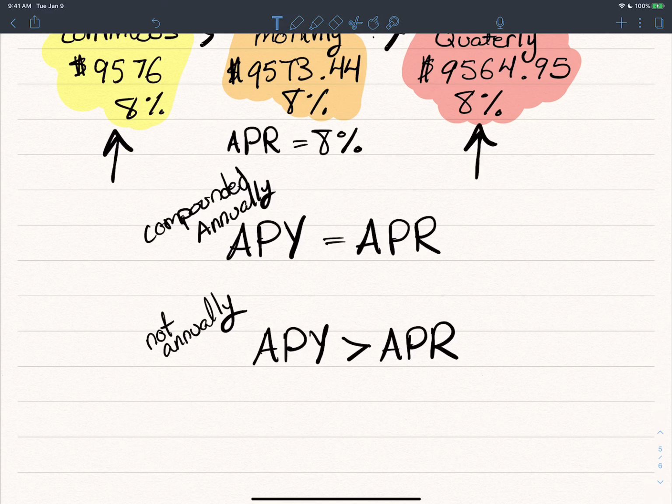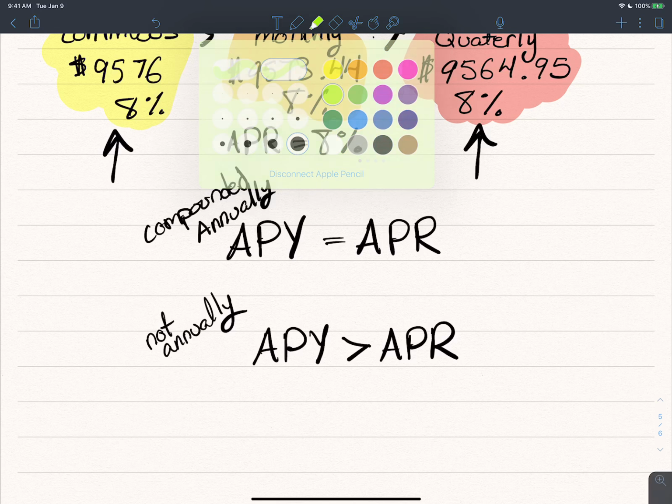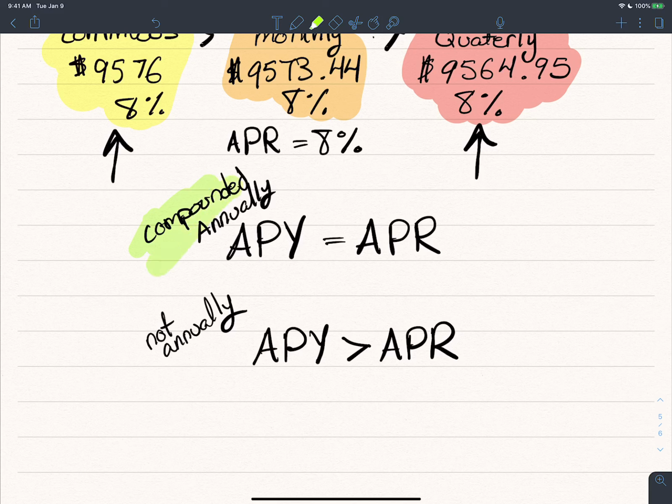This little note here is important, right? This here is what tells us what the APY and the APR will equal. Either it's going to be bigger than the APR, or it's going to be the same as the APR. It won't ever be less than the APR. APY is always going to be the same or more than the APR.